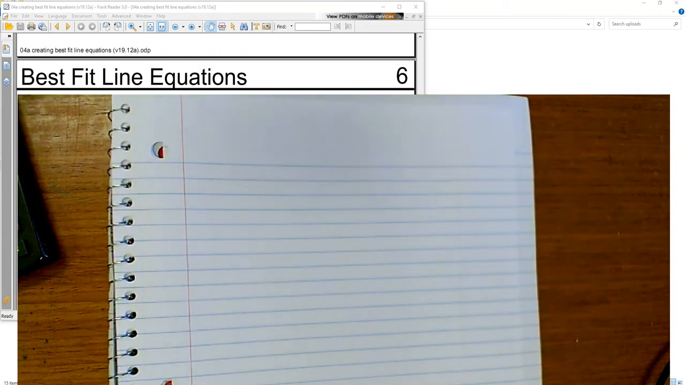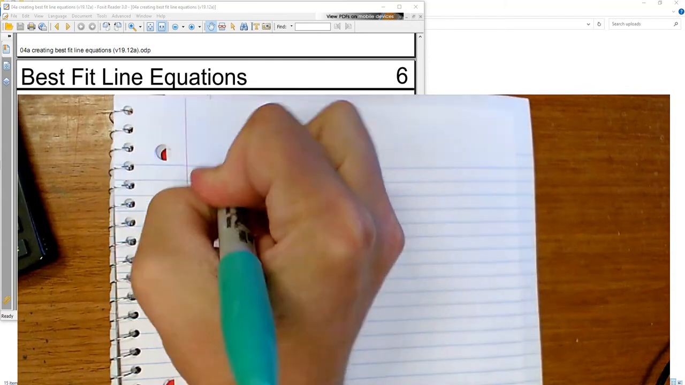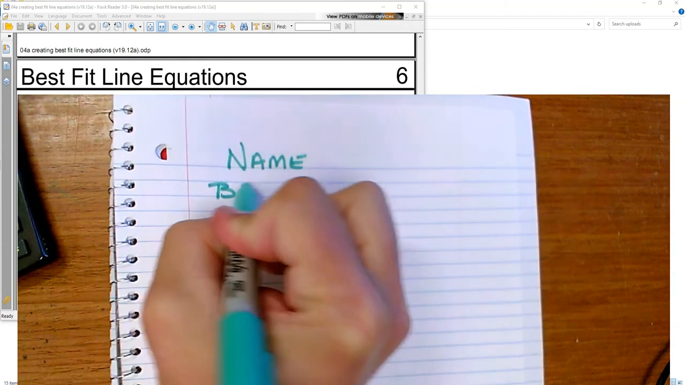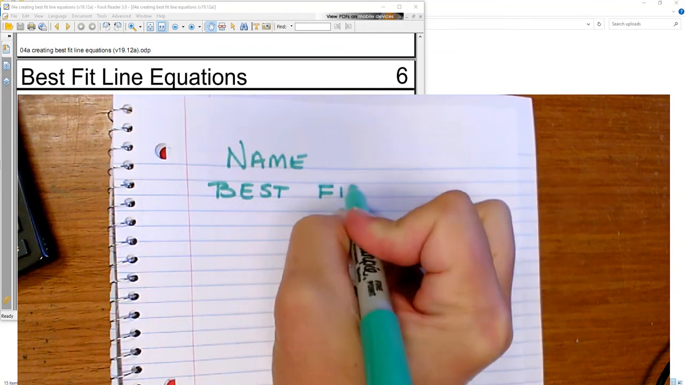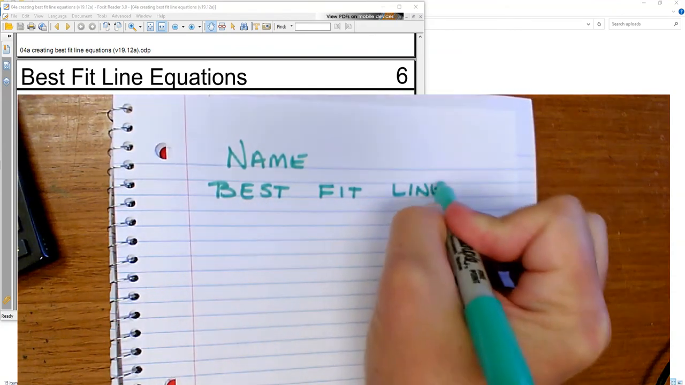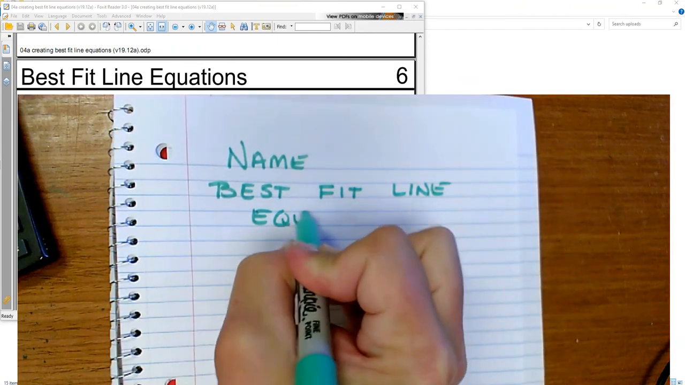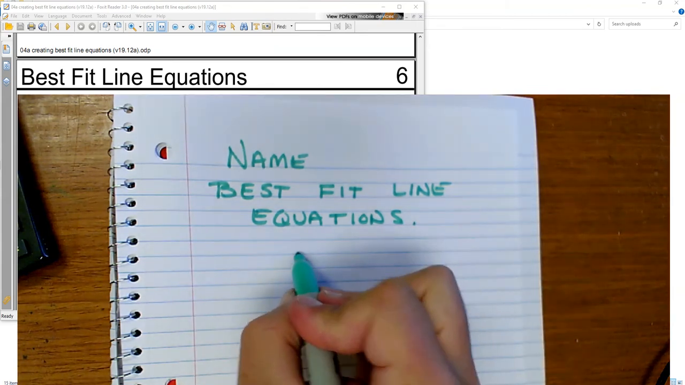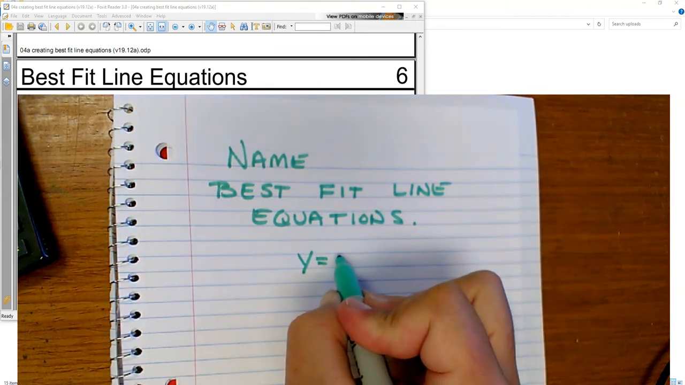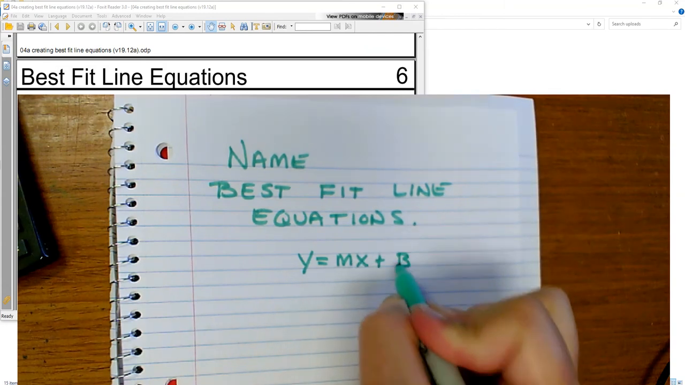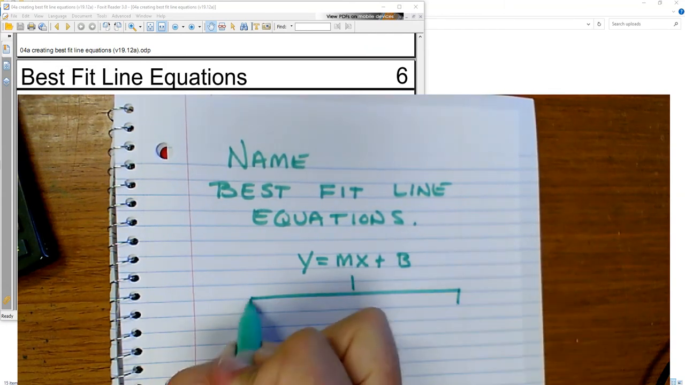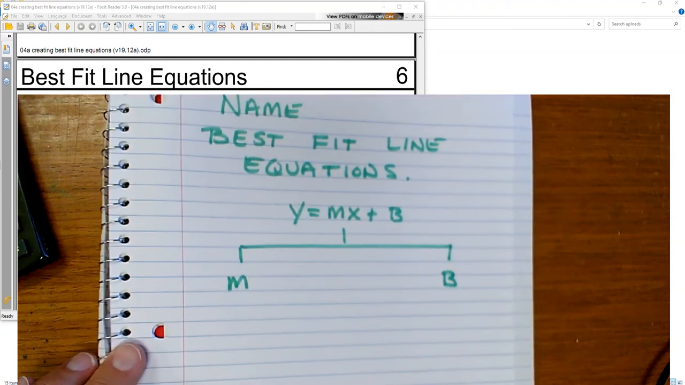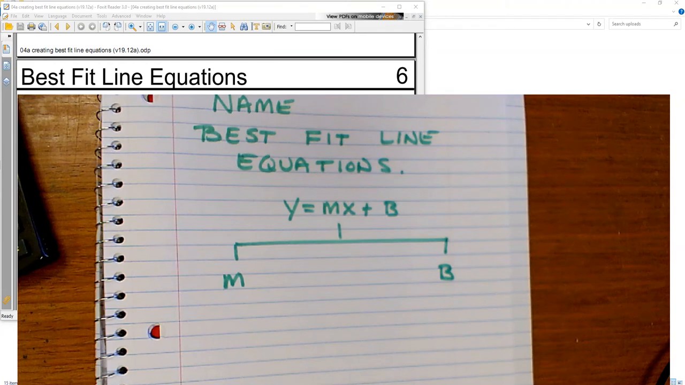Start with your name and the title. Best fit line equations, and then we're going to do a thinking map. Y equals mx plus b. Tell me everything you know about m and b.